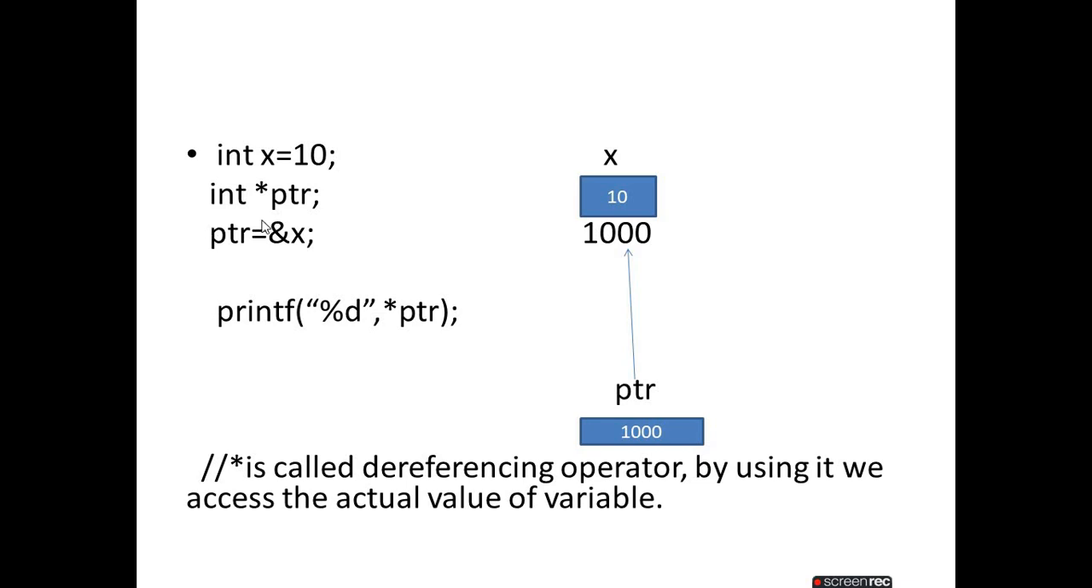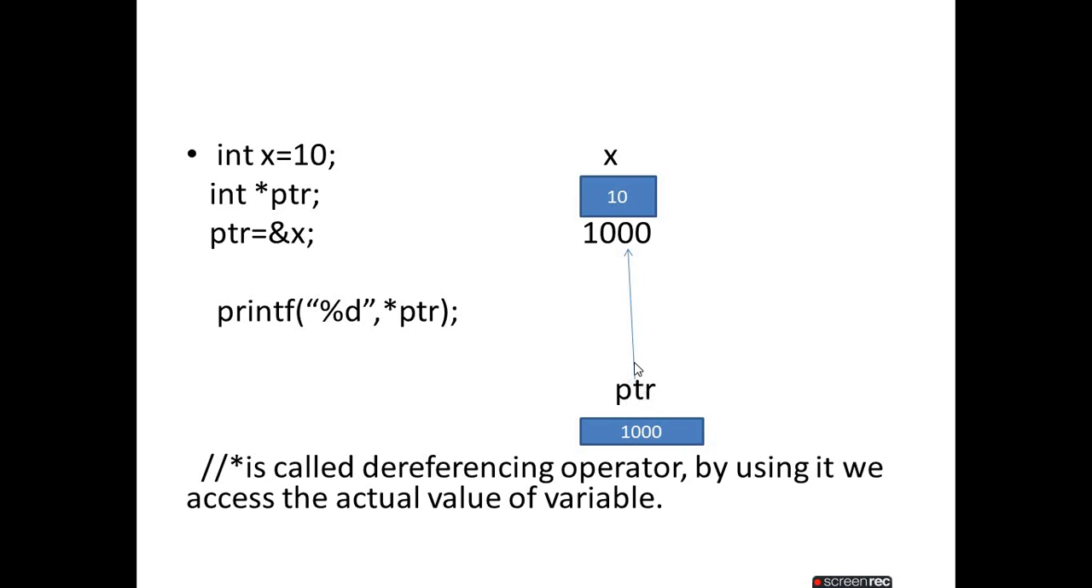Now, in the third line, we assign ptr as ampersand x. What do we mean by ampersand? Basically, we use the ampersand symbol for defining the address. This ampersand x means the address of x. That means the memory address of x, that is 1000, is assigned to ptr. If we ask what is the value of ptr now? The ptr value is 1000.